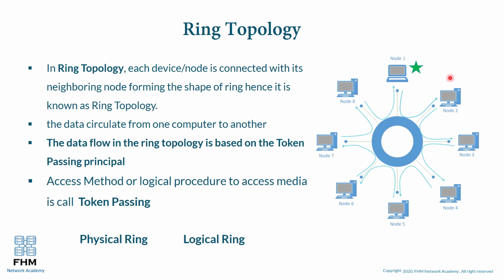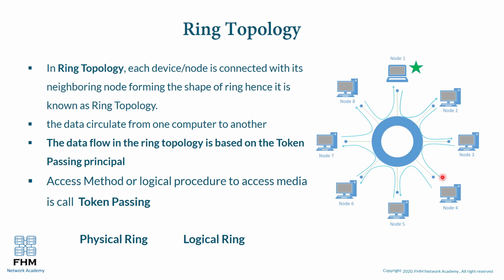The data flow in the ring topology is based on the token passing principle. So the access method or logical procedure to access media is called token passing. As you can see in the picture, all nodes are connected to each other and form a ring topology. Ring topology is somehow like a bus topology, but with connected ends. The node that received the message from the previous computer will retransmit it to the next node.